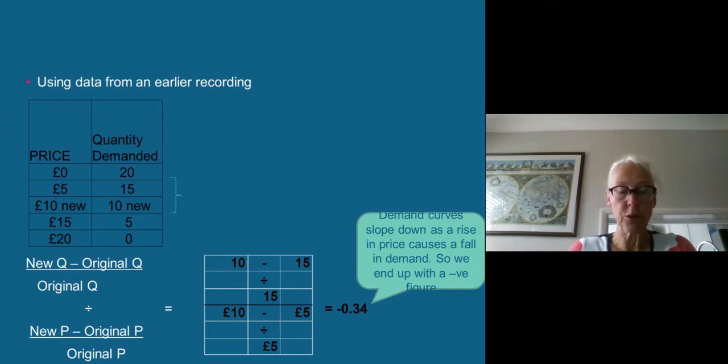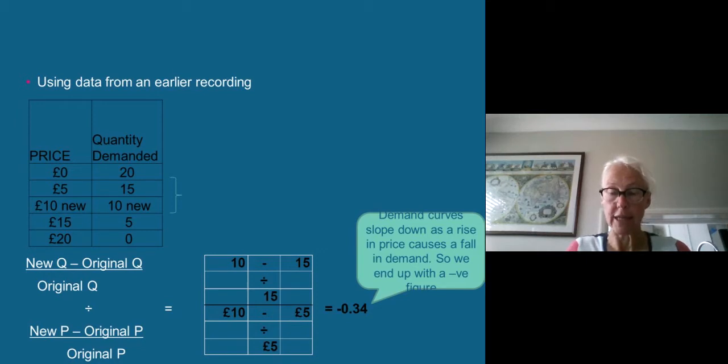So we want the new quantity minus the original quantity. So the new quantity demanded is 10. So that's going in there. And the original quantity was 15. So 10 minus 15. And then we're going to divide that by the original quantity, which is 15. And then for the bottom half here, we want to put in the price details. So the new price is £10. And then we're going to take away from that the old price, which is £5, and then divide it by the original price, which was 5. Okay, and if you work through all that calculation, you get a value of minus 0.34.